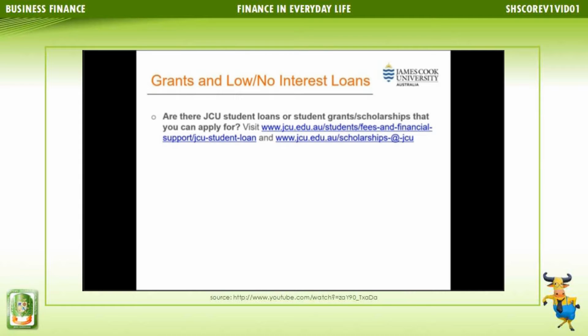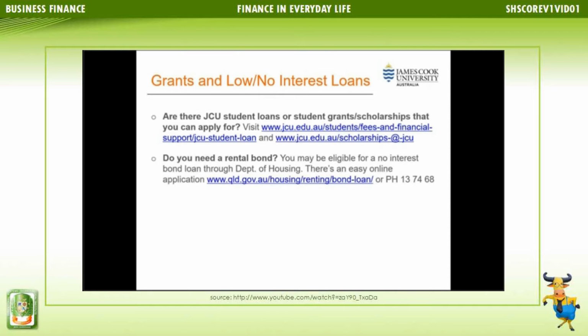Are there JCU student loans or grants or scholarships you can apply for? Check out what you may be eligible for on the JCU website. Do you need a rental bond? You may be eligible for a no-interest bond loan through the Department of Housing. Go to the link on the screen or call them directly.